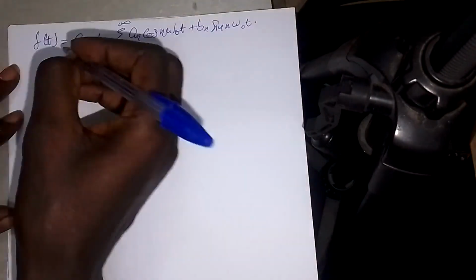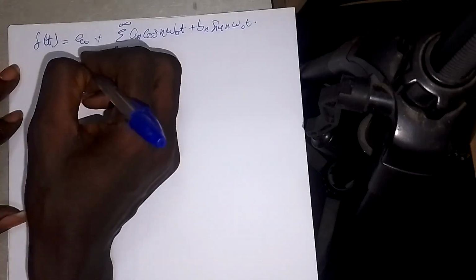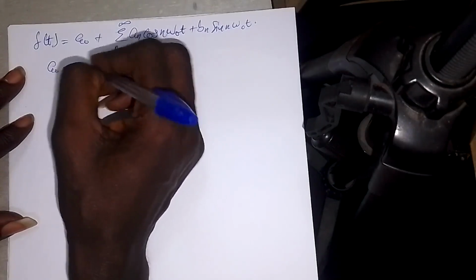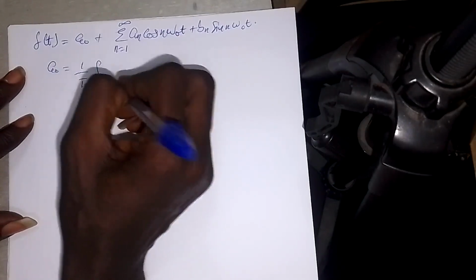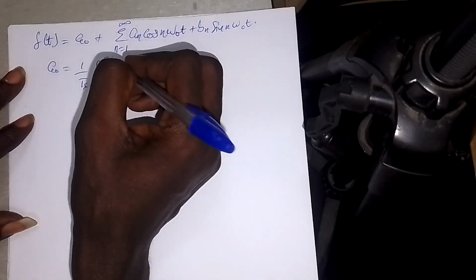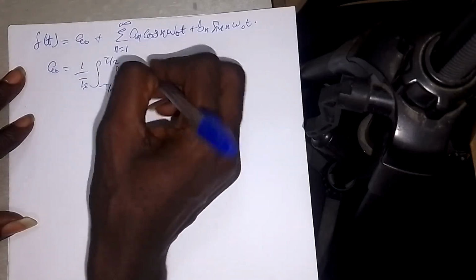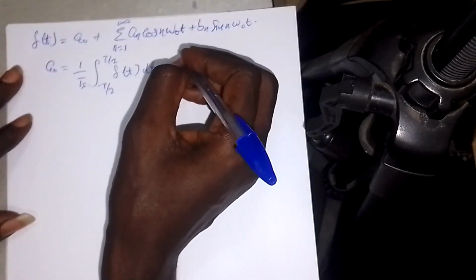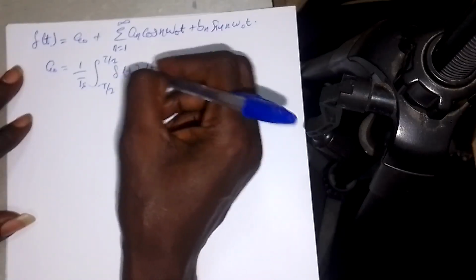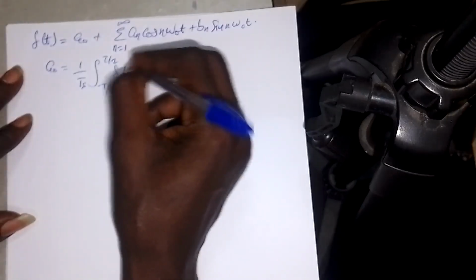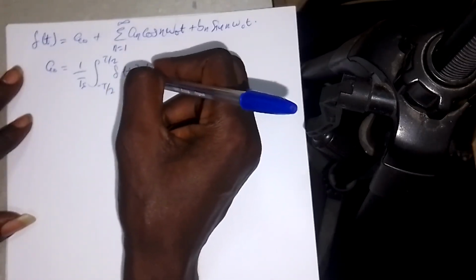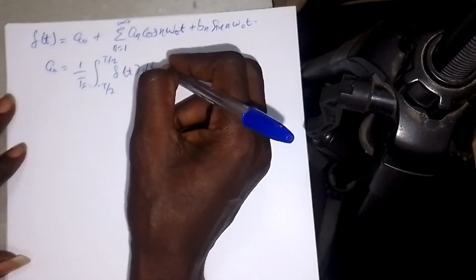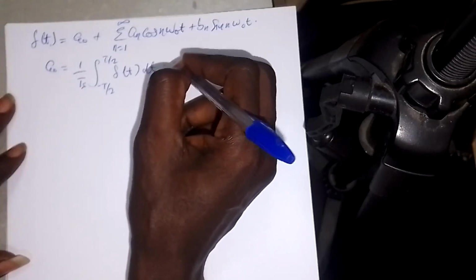So now I know that a naught is equal to 1 over Ts integral of minus T over 2 to T over 2 of delta of t dt. But I also know that with respect to impulse train signal, my delta of t occurs at an instance, which is t equals 0.